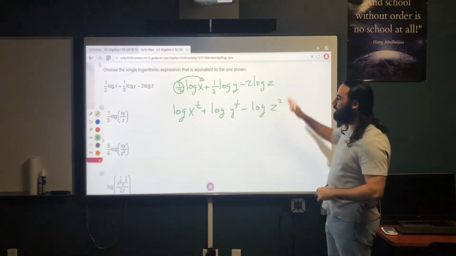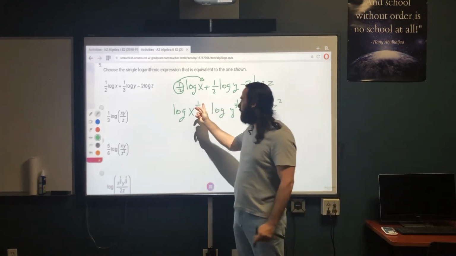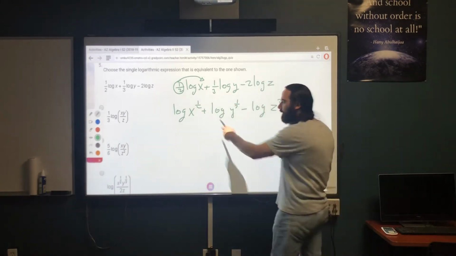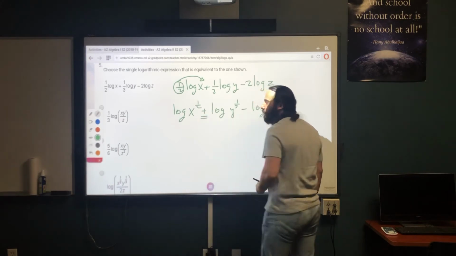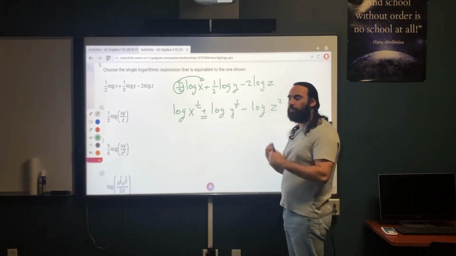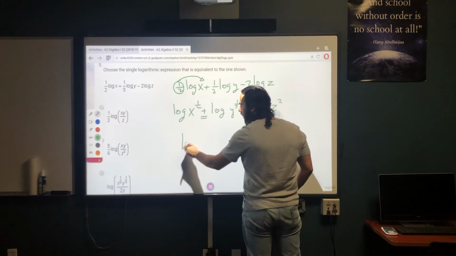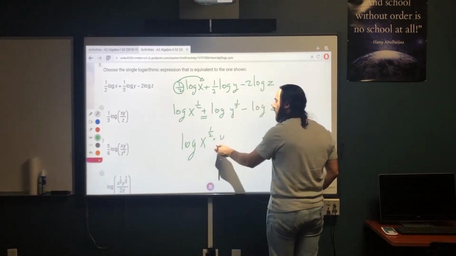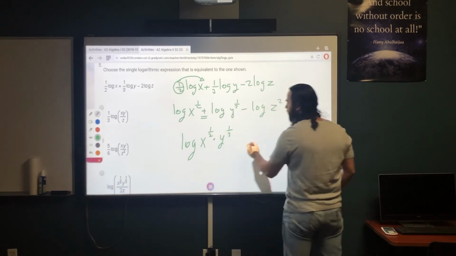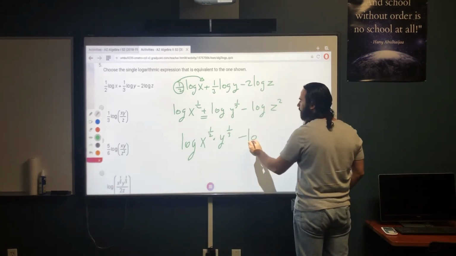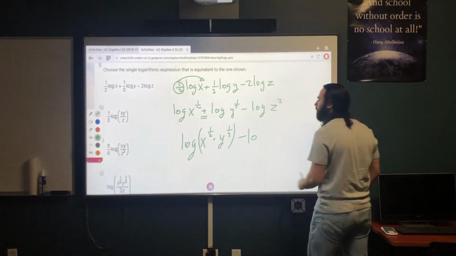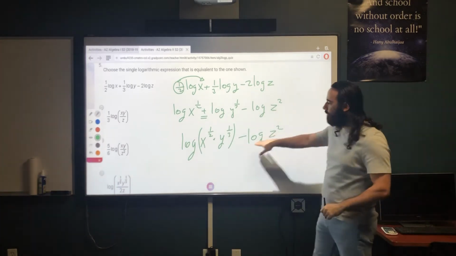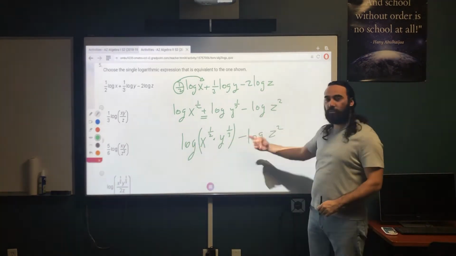Okay? It's the same thing because if you remember, we can take the exponent and drag it down at the beginning. Now we have addition between two logs. If we want to make it one log, we need to multiply. So it's going to be one log of x to the power of 1/2 times y to the power of 1/3, minus log z squared.